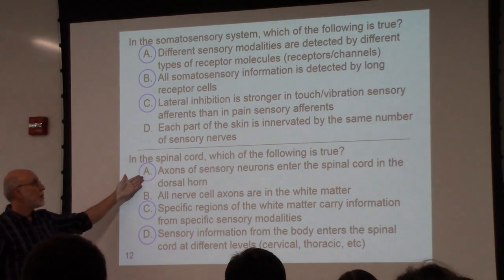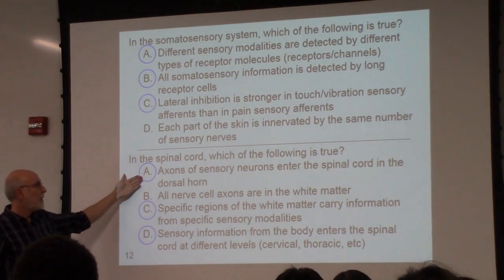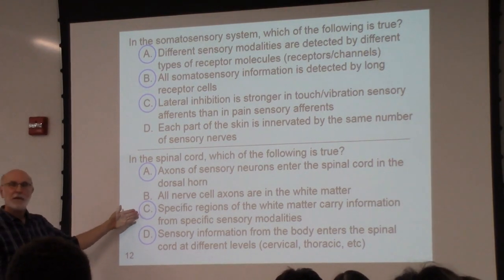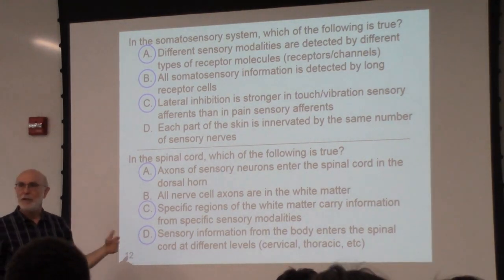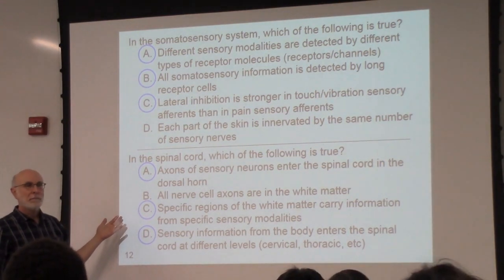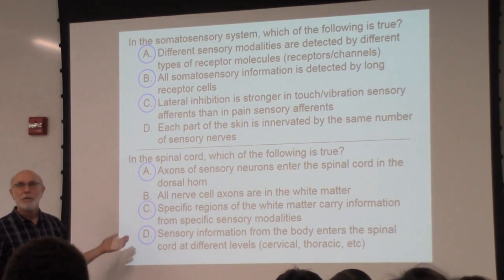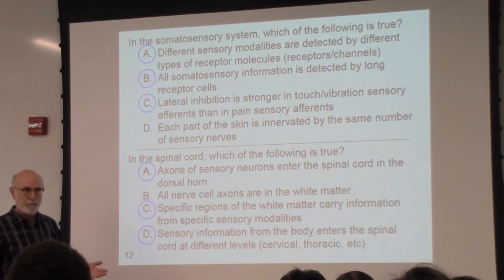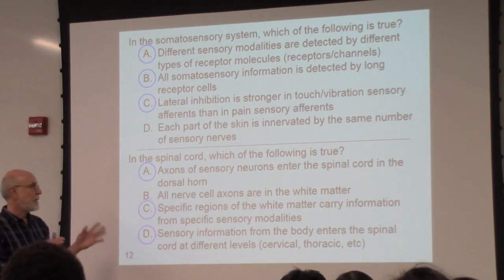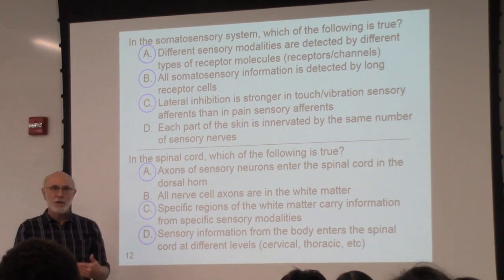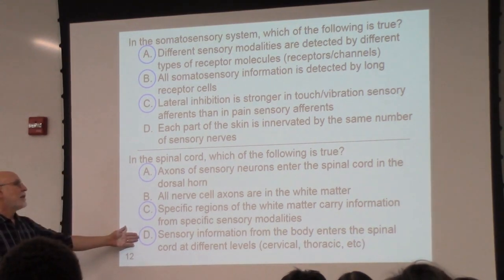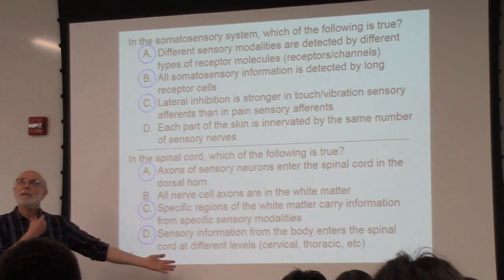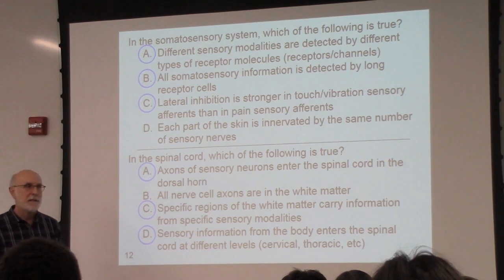Axons of sensory neurons enter the spinal cord at the dorsal horn. We talked about that. Specific regions of white matter carry different modalities: the anterolateral carries pain and temperature, the dorsal column carries touch, pressure, and position, and the spinocerebellar carries position. Those are different sensory modalities carried by different white matter tracts in the spinal cord. Sensory information from the body enters the spinal cord at different levels. From the arm, it enters at the cervical and thoracic levels; from the legs, it enters at the lumbar level.